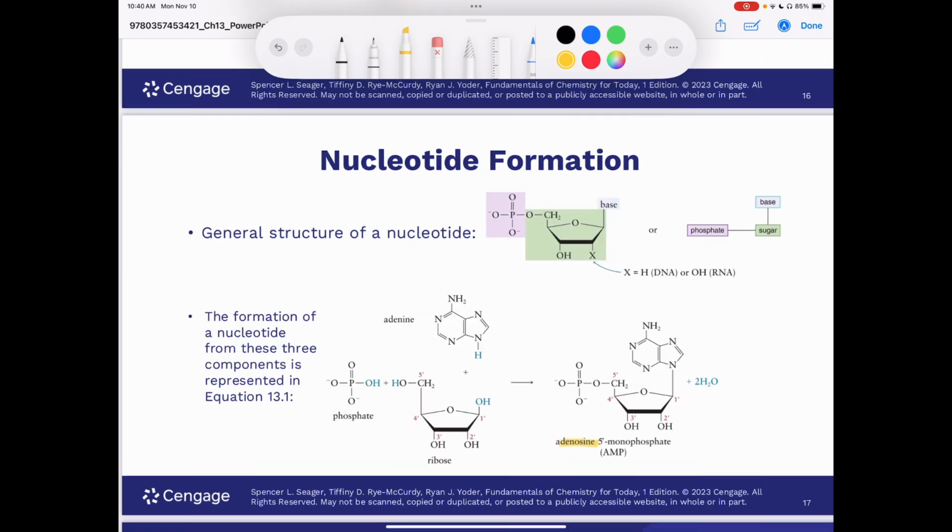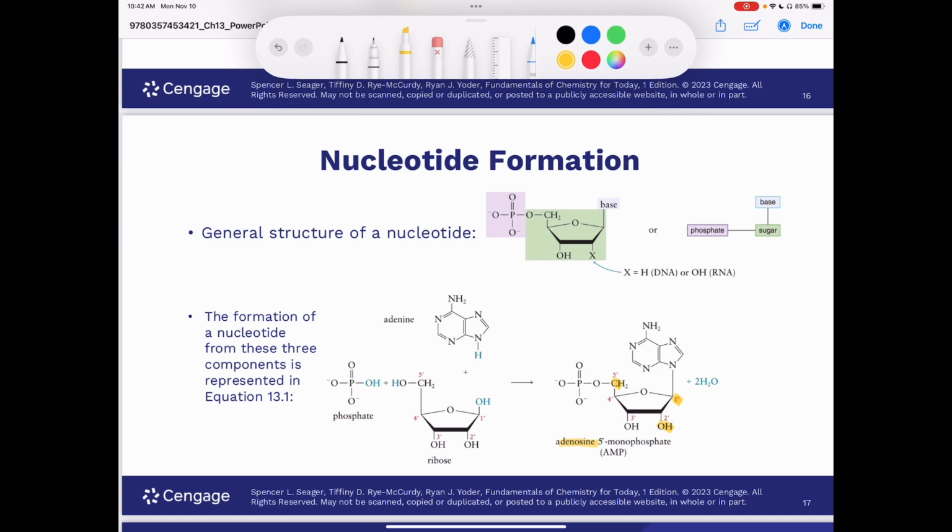The adenosine nucleotide shown in the equation on this slide is found in RNA. And the reason we know that is because the sugar is ribose instead of deoxyribose. Now, this equation shows that the base in the nucleotide is always attached to carbon 1 of the sugar, and that the phosphate is generally located at the 5 position. And of course, these are 1' and 5' respectively.